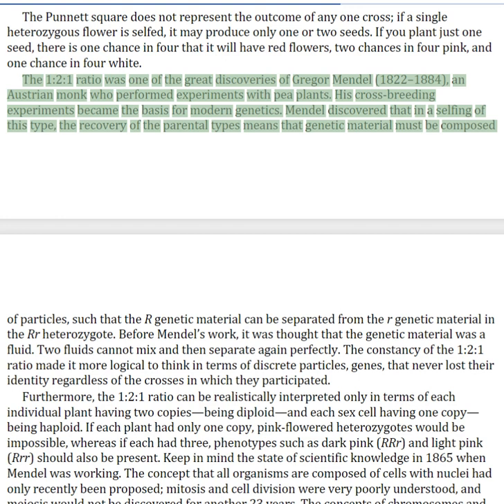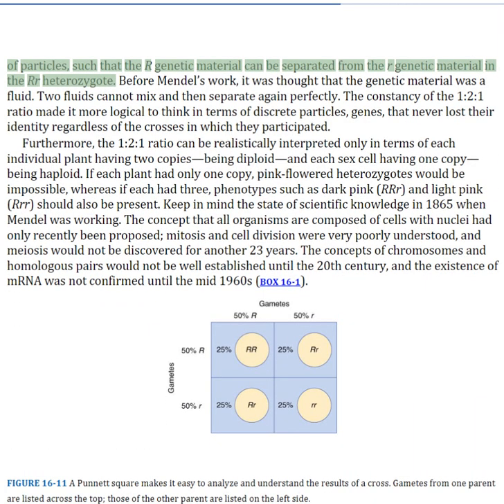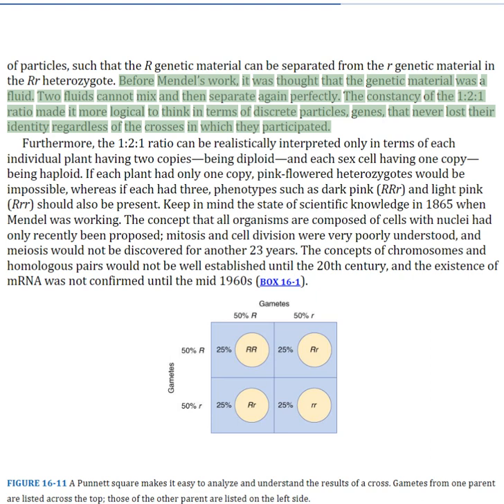plants. His crossbreeding experiments became the basis for modern genetics. Mendel discovered that in a selfing of this type, the recovery of the parental types means that genetic material must be composed of particles such that the R genetic material can be separated from the r genetic material in the Rr heterozygote. Before Mendel's work, it was thought that the genetic material was a fluid. Two fluids cannot mix and then separate again perfectly. The constancy of the 1:2:1 ratio made it more logical to think in terms of discrete particles, genes, that never lost their identity regardless of the crosses in which they participated.